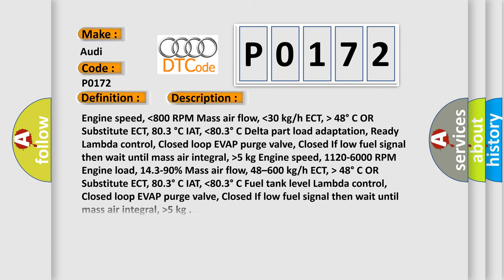And now this is a short description of this DTC code. Engine speed lower than 800 RPM, mass air flow lower than 30 kg/h, ECT higher than 48 degrees Celsius or substitute ECT, IAT lower than 80.3 degrees Celsius, delta part load adaptation, ready lambda control, closed loop, EVAP purge valve closed. If low fuel signal, then wait until mass air integral is higher than 5 kg. Engine speed 1120 to 6000 RPM, engine load 14.3 to 90%, mass air flow 48 to 600 kg/h, ECT higher than 48 degrees Celsius or substitute ECT, IAT lower than 80.3 degrees Celsius, fuel tank level, lambda control closed loop, EVAP purge valve closed. If low fuel signal, then wait until mass air integral is higher than 5 kg.